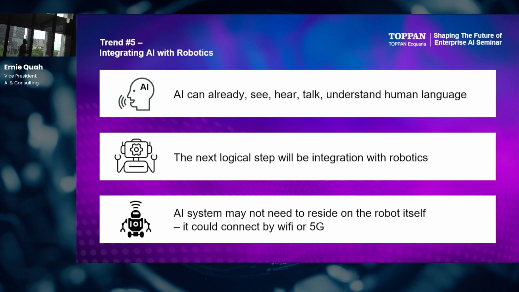So the next thing to note is that the AI doesn't need to be residing on the robot itself. Okay, it can be over Wi-Fi, like what you just witnessed. Okay, come, let's proceed. You'll see two videos on robots.